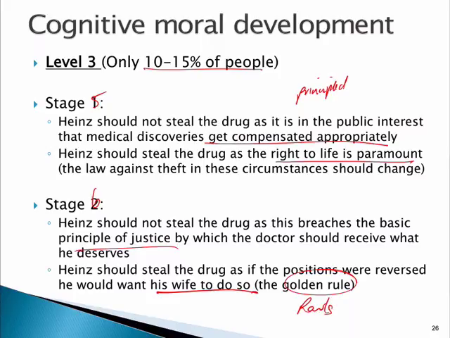So what we can see is the one thing I'd like you to take away. It doesn't matter so much whether he steals or not steals under this framework. It's the reason, and being able to classify that particular reason.